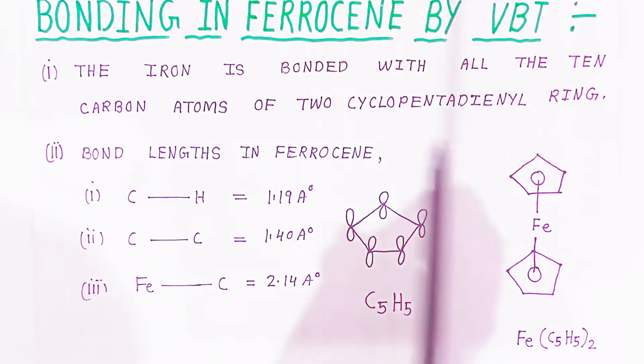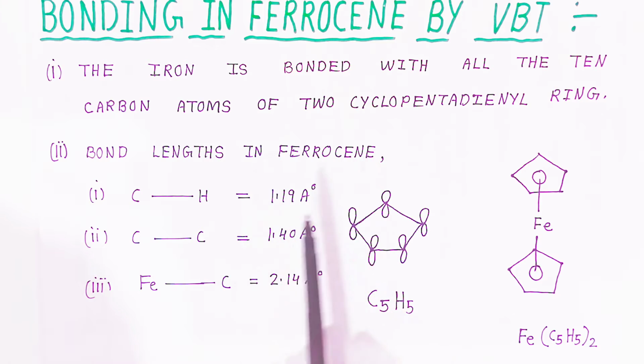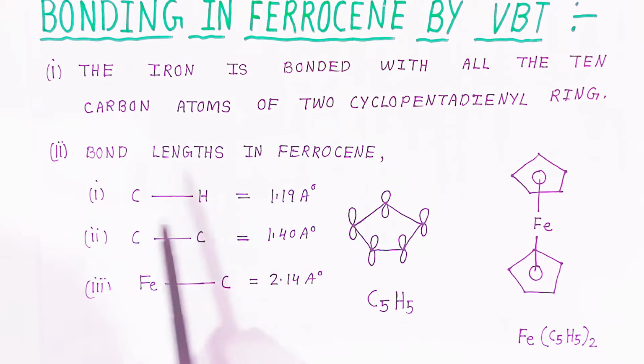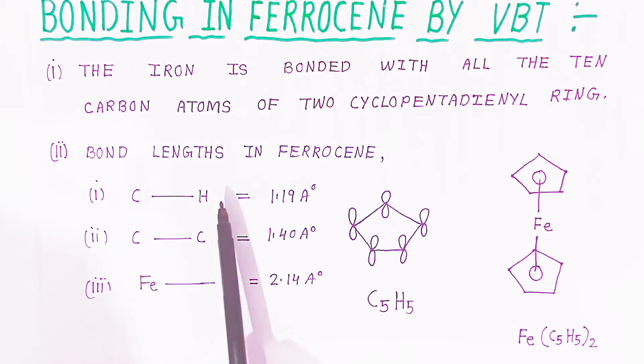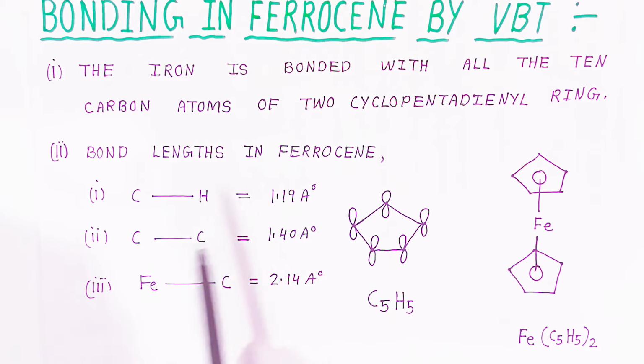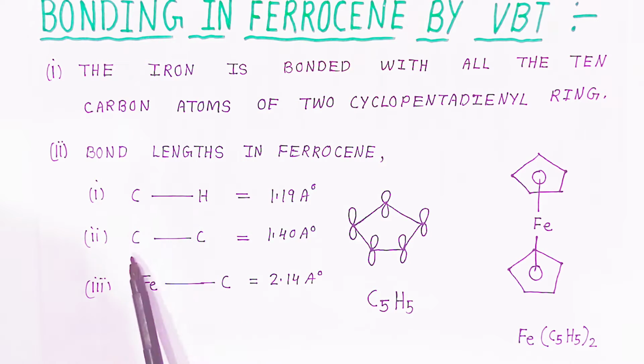Understanding students? Because in this video we are talking only about the bondings, we are going to see which types of bonds are present. Here the bond length in ferrocene: the carbon hydrogen bond length is 1.19 Angstrom, and the carbon carbon bond is 1.40 Angstrom. The iron carbon bond, which is quite larger than the carbon hydrogen and carbon carbon bonds, is 2.14 Angstrom. So this is your C5H5, that is the cyclopentadienyl ring, and this is the ferrocene compound.